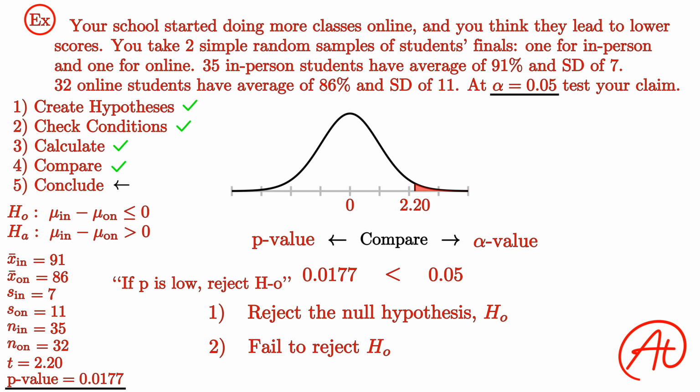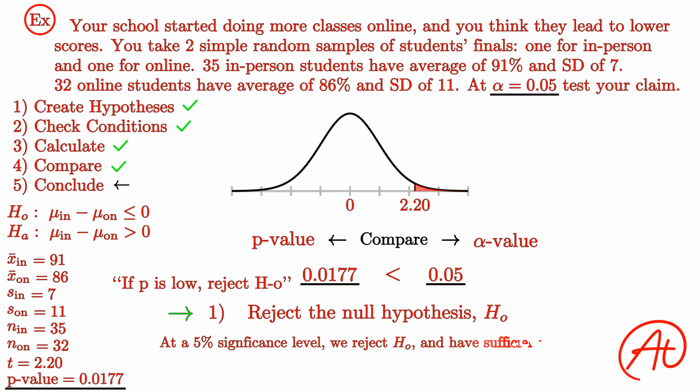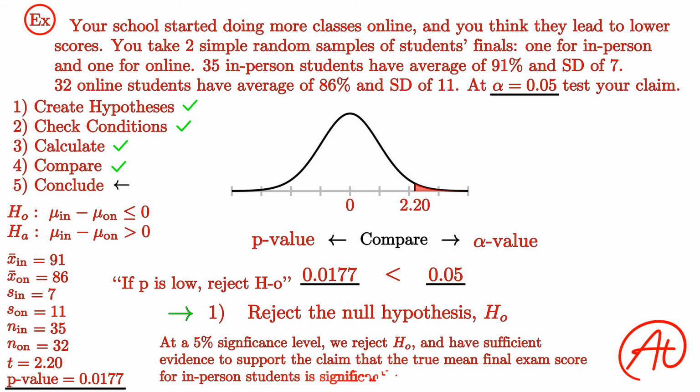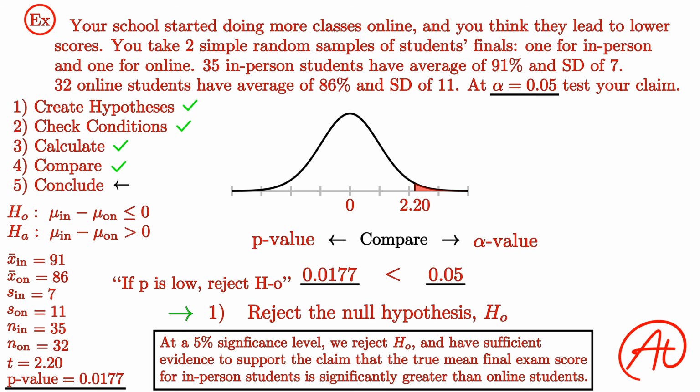For our example, the p-value of 0.0177 was less than our alpha value of 0.05, so we would reject our null hypothesis. To put this in context of the problem, we could say at a 5% significance level, we reject the null hypothesis and have sufficient evidence to support the claim that the true mean final exam score for students taking the course in person is significantly higher than the true mean final exam score for students taking the course online. Okay, so that's how you do two-sample t-tests for means.